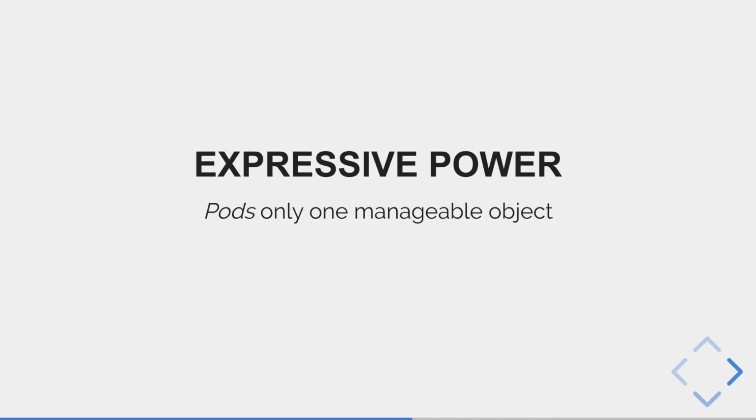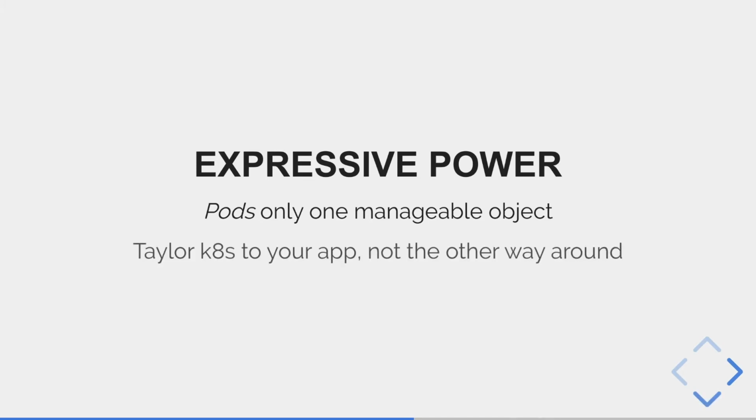The thing that attracts me the most to Kubernetes is expressive power. Pods are only one manageable object within Kubernetes. This allows you to tailor Kubernetes to your application, not the other way around. This is different than, say, a Docker Swarm solution, where Docker Swarm seems to have the inbuilt idea that you're always working with custom applications no matter what, which means you always have the ability to modify the application to suit how Docker Swarm works.